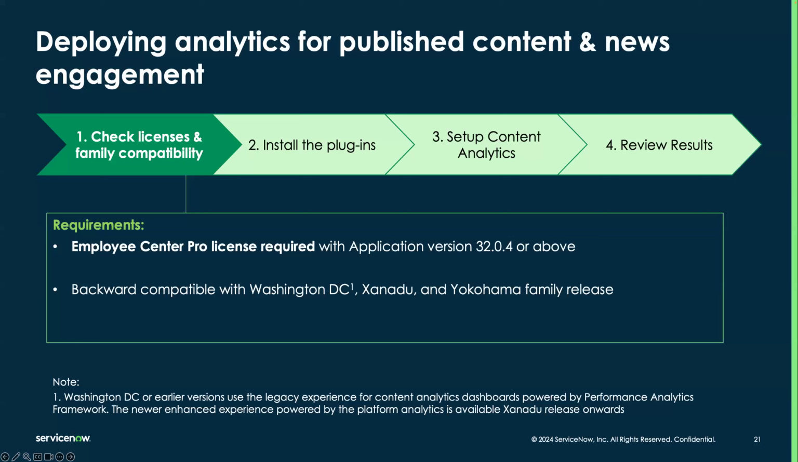First, you would need an Employee Center Pro license with application version 32.0.4. This is essentially the August 2024 release or above to get the content engagement and content library overview dashboards. This is backward compatible with Washington, D.C. and Xanadu and Yokohama. But one important call out here is if you're on the Washington, D.C. family release or before, you'll have an older experience that was powered by a performance analytics framework. And our newer experience for the content analytics dashboard will be available for Xanadu or above family versions.